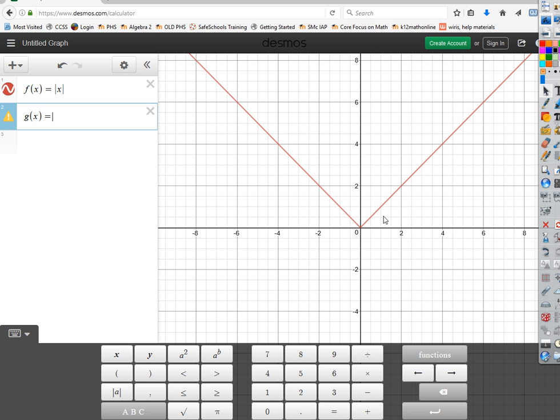What's that going to do? So in other words, I want the vertex to still be at 0, 0. But if I go over 1, let me zoom in a little bit so we go by ones on our scale here.